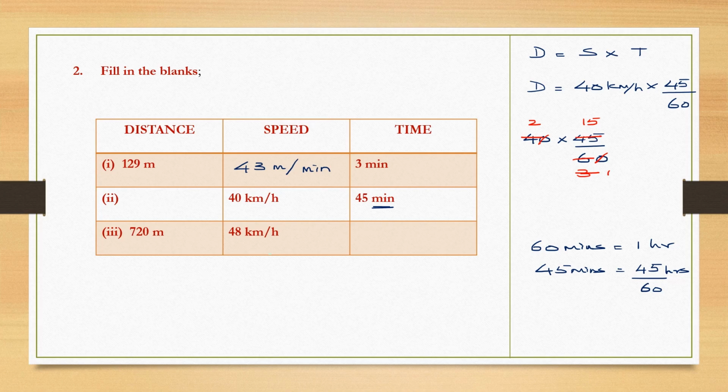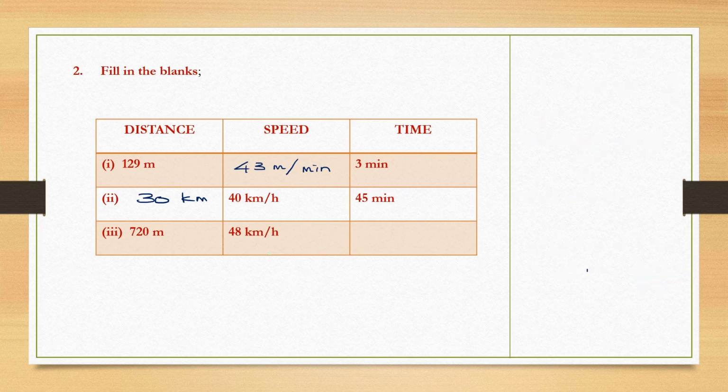I'm going to multiply my numerators. 2 into 15 is 30. So that is 30 by 1. Now 30 by 1 is 30. So what is our unit? Remember, we are talking about distance and we have kilometers per hour. We have converted it all to hours. Our distance will be in kilometers. So the answer is 30 kilometers, which we can write here, 30 kilometers. So we have filled in the box there.